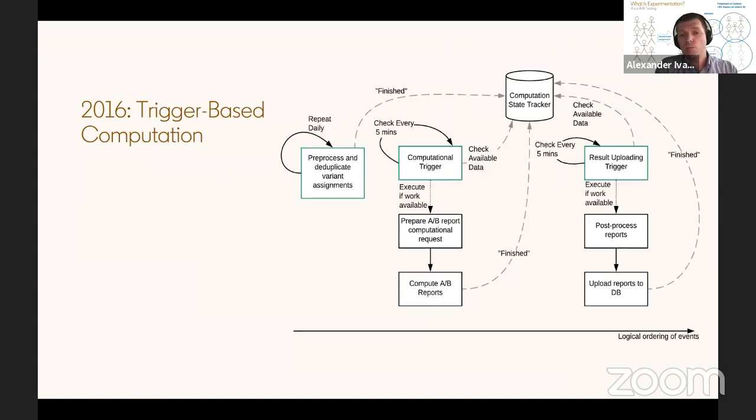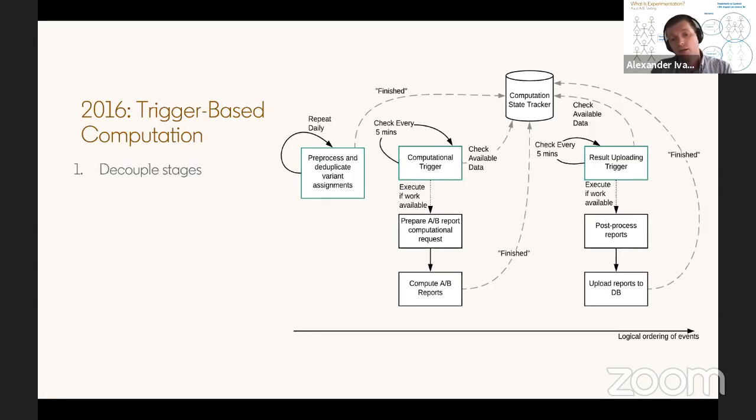So what we came up with was splitting such monolithic jobs into multiple jobs based on the resources being used and also on their frequency. And here you could see that instead of having one job that does it all, we have a variant preprocessing job that runs daily. We have a computation job that can run as often as maybe 30 or 50 times daily. And then we have a separate result uploading job that requires access to Pinot and MySQL databases.